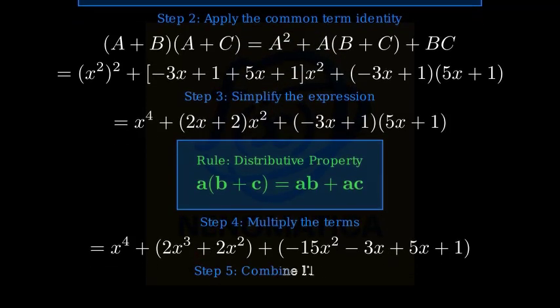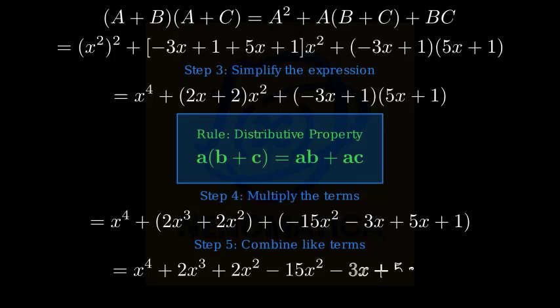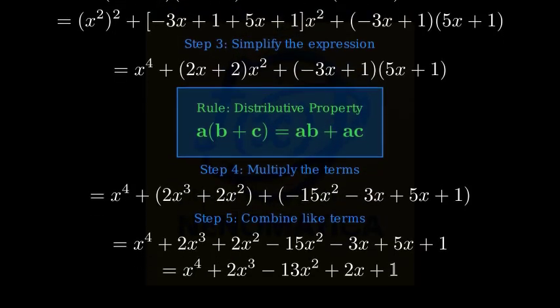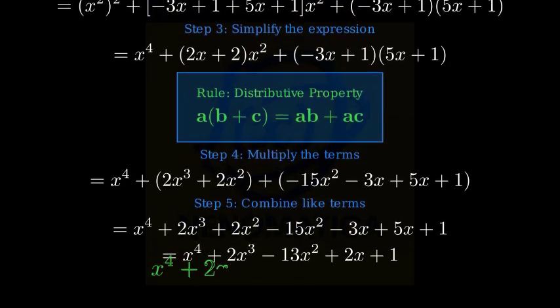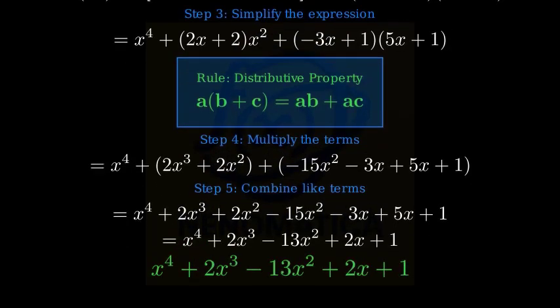In our final step, we combine like terms to get our answer. We keep x to the fourth and 2x cubed as they are. Then we combine the x squared terms. 2x squared plus negative 15x squared equals negative 13x squared. Next, we combine the x terms. Negative 3x plus 5x equals 2x. And finally, we keep the constant term, which is 1. So our final answer is x to the fourth plus 2x cubed minus 13x squared plus 2x plus 1. This is the complete expansion of our original product.